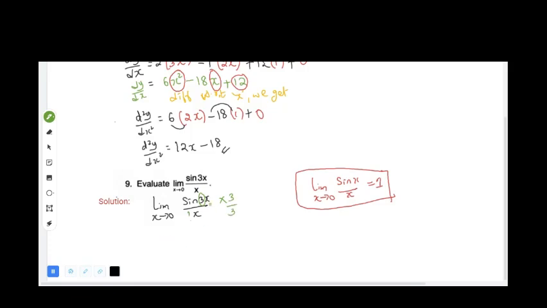So it changes to this: the 3, we can take it outside. In the bracket we can write limit x tends to 0 of sine 3x divided by 3 into x, actually 3x. The whole term becomes 1. So the solution will be 3.